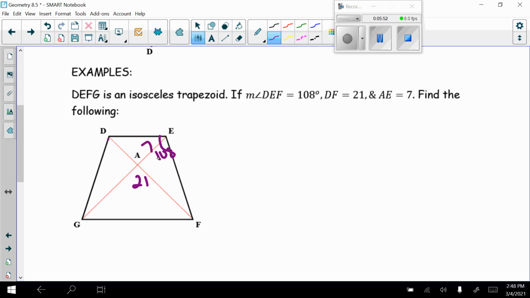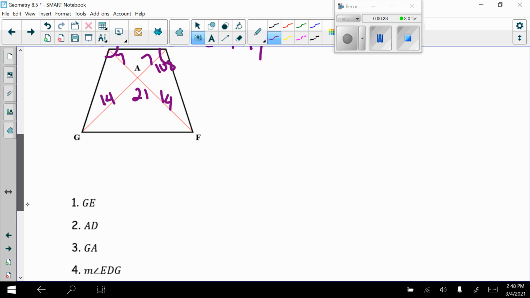I know in an isosceles trapezoid, remember, that our diagonals are congruent. So if the top of this one is 7, the top of this one is 7. If the entire thing is 21, then 21 minus 7 leaves me with 14. So I know that this part is 14 and this part is 14. I know that my base angles are congruent. So if angle E is 108, angle D is also 108 degrees. Now let's see what they are asking me to find.